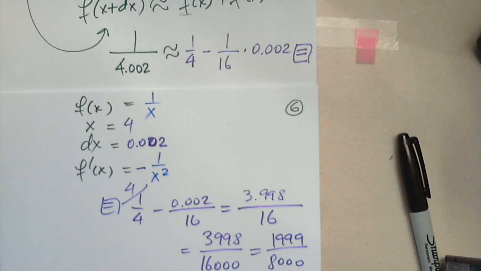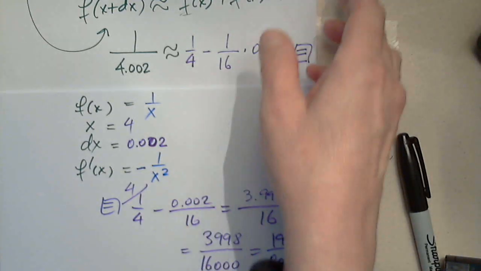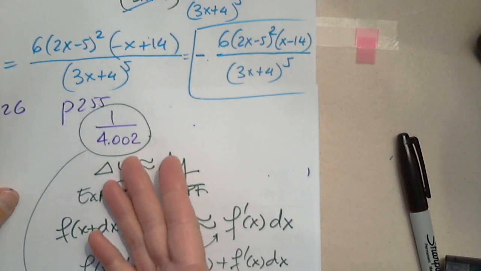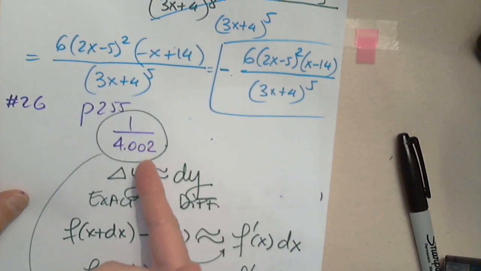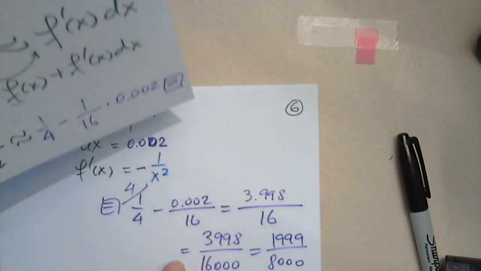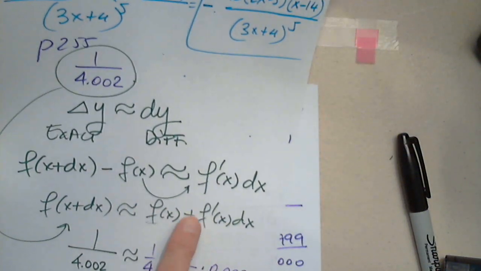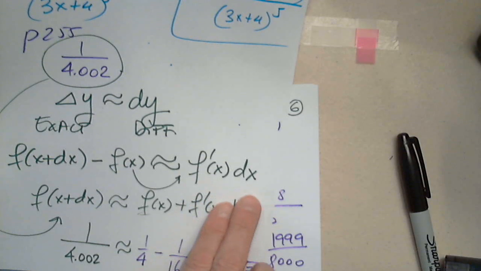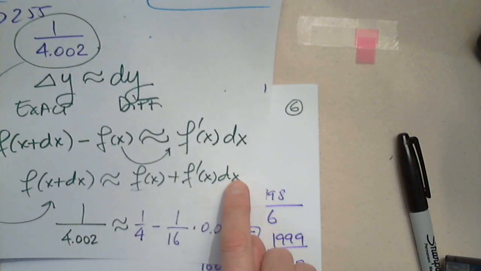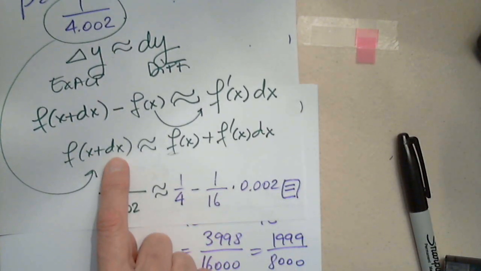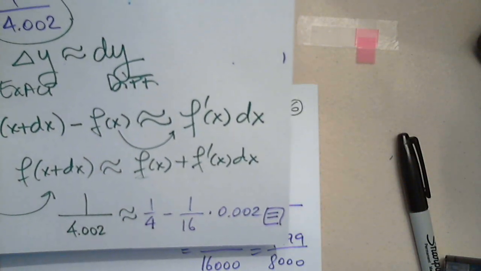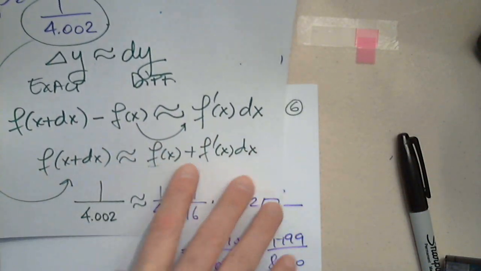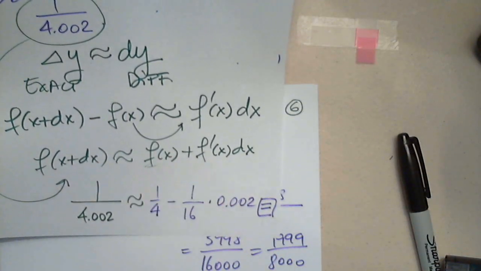Good. So that was approximating a function value, when x is 4.002, in other words, approximating it using differentials. So this is the differential of y, and this is the differential of x. You're going to use this in Calc 2 in series again, so this is a very important relationship.